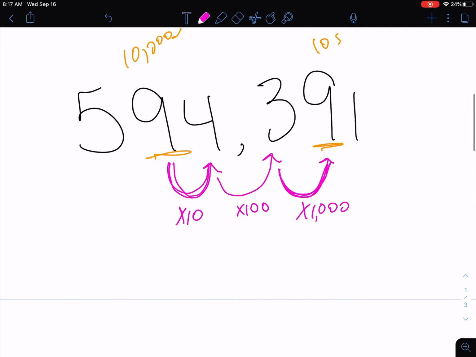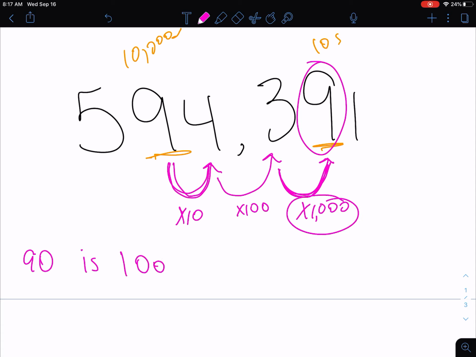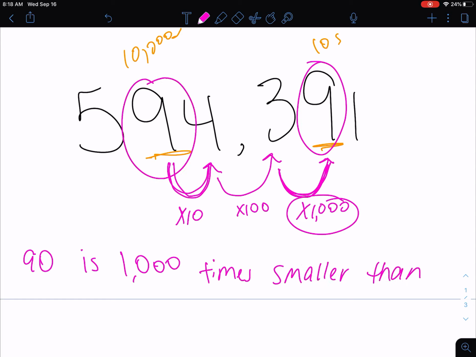So we know that the value of this 9, which is 90, is 1,000 times smaller than the value of this 9 in our 10,000s place, which is worth 9,000.